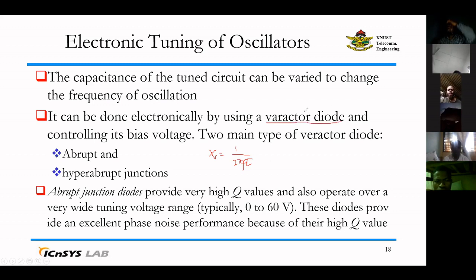So in varactor diodes, the junction capacitance, which is the PN junction, can be controlled using an applied bias voltage. In other words, if you reverse bias the varactor diode, if you increase the biasing, then you are increasing the depletion region. And if you increase the depletion region, you are changing D, which is the distance between the two plates of the parallel plate capacitor. And if you are changing D, then you are effectively changing C. And by changing C, you're effectively changing F. And that way, using the bias, the frequency can be changed. In other words, the varactor diode can be used to generate different frequencies by changing its depletion region, which is also controlled using the bias voltage.